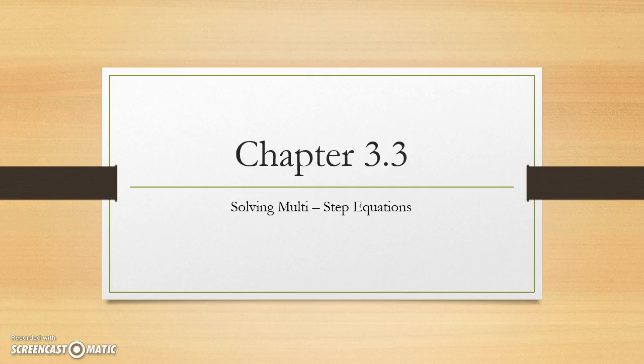Welcome back, students, and here we are at chapter 3.3, solving multi-step equations. So you saw in chapter 3.1 we used addition and subtraction, and in 3.2 we used multiplication and division. Now we're going to see both of those and look at how we isolate that x when we have multiplication and addition, or division and subtraction, or vice versa.